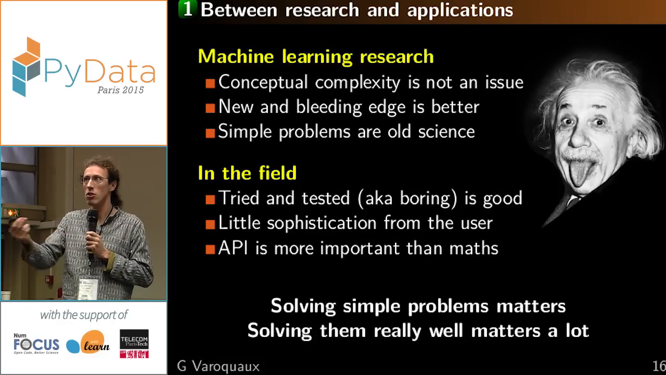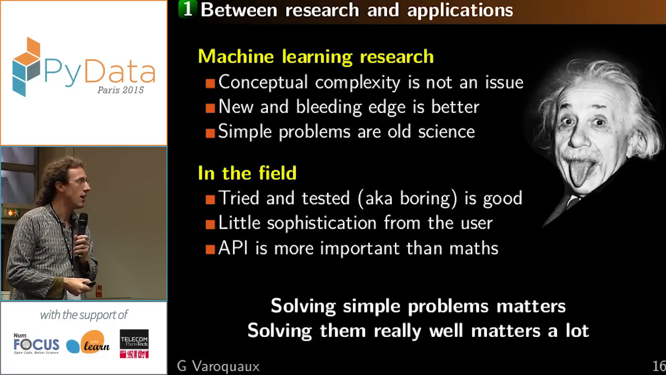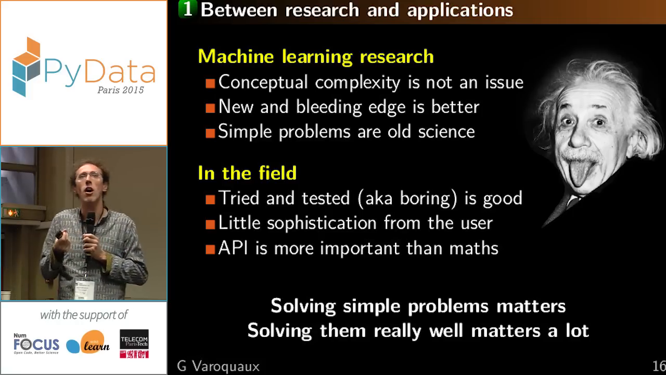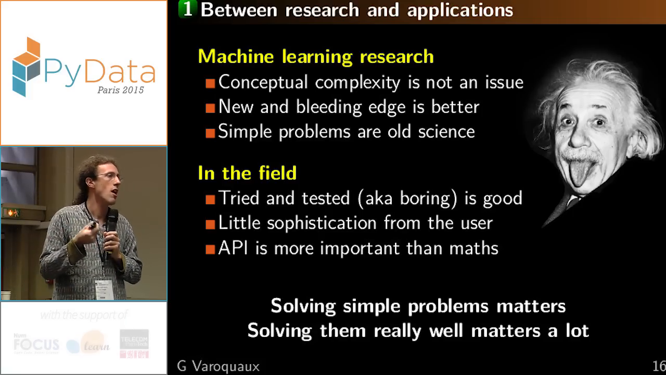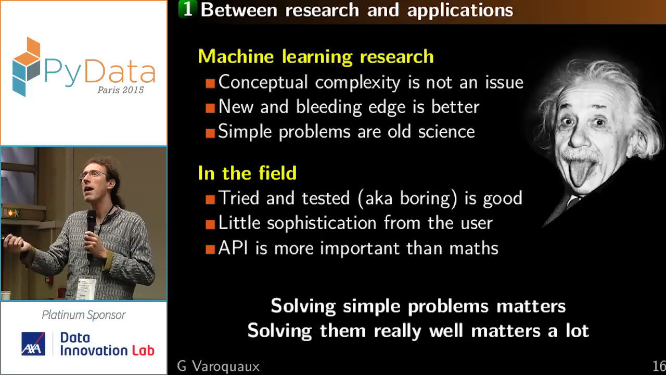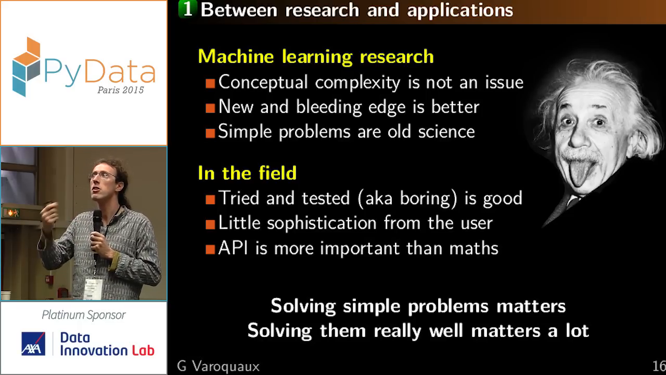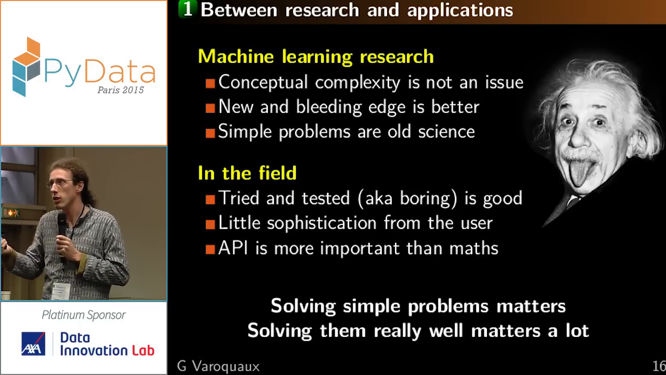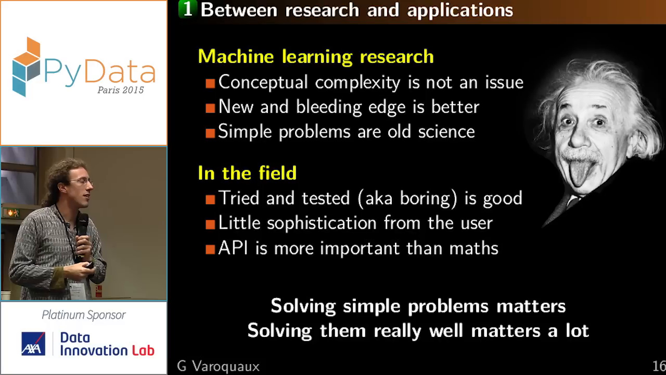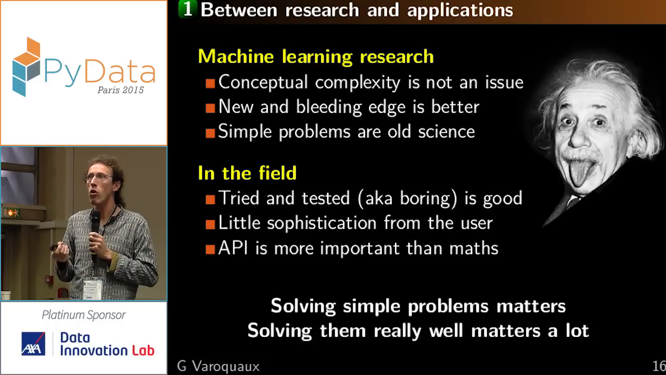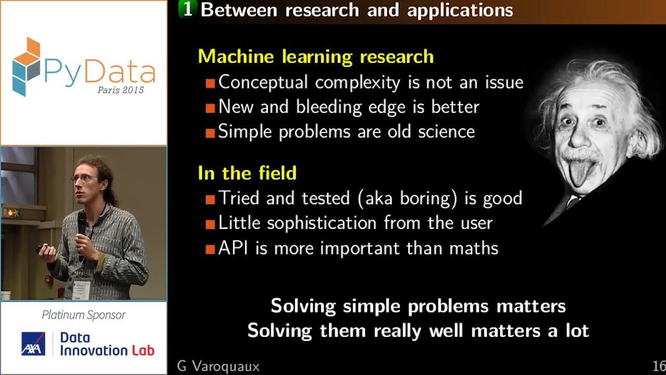It's really great. You know how it works. You know it won't break. In the field, you would like to ask not too much sophistication from the user. So you shouldn't expect the user of a machine learning package to be fluent with Riemannian geometry, unfortunately. And the API of the package is more important than the math, much more important.